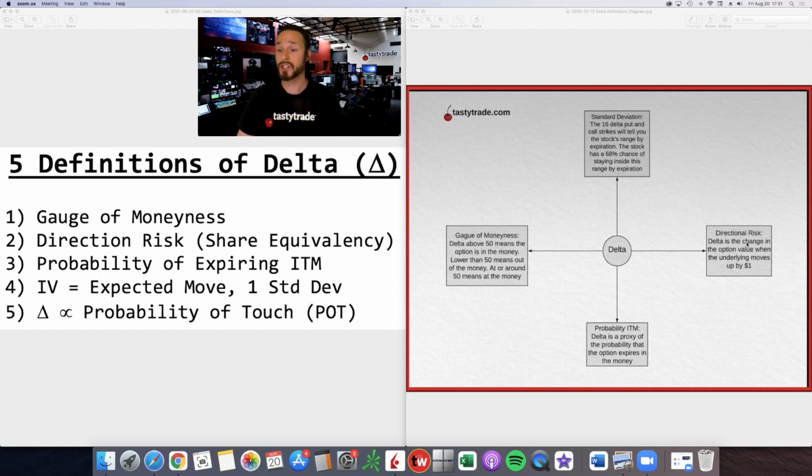So number 2, directional risk. Delta is the change in the option value when the underlying moves up by $1. Number 3, probability of in the money. Delta is a proxy for the probability that the option expires in the money. And number 4, standard deviation. The 16 delta put and call strike will tell you the stock's range by expiration. The stock has a 68% chance of staying inside this range by expiration. And my number 5, of course, is just 2 times the delta is the probability of touch. So let's look at examples of all these.